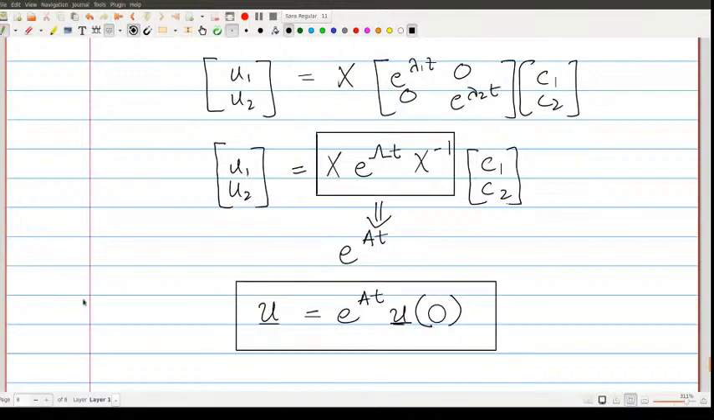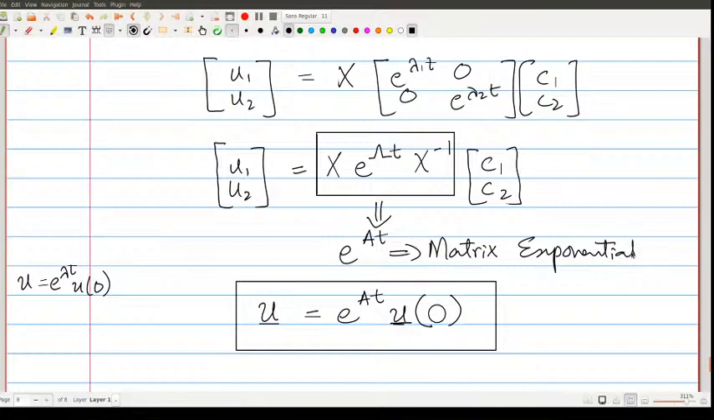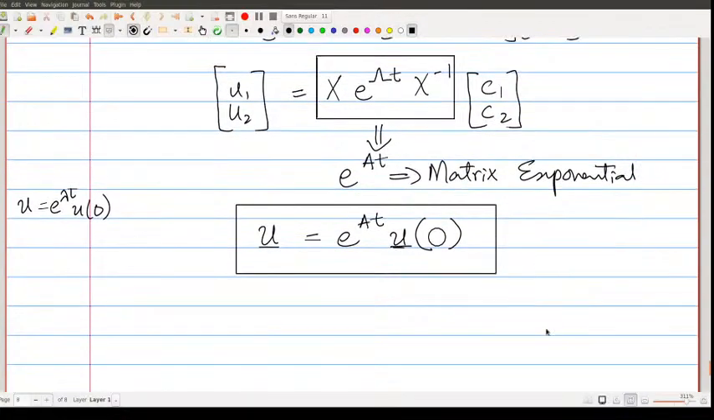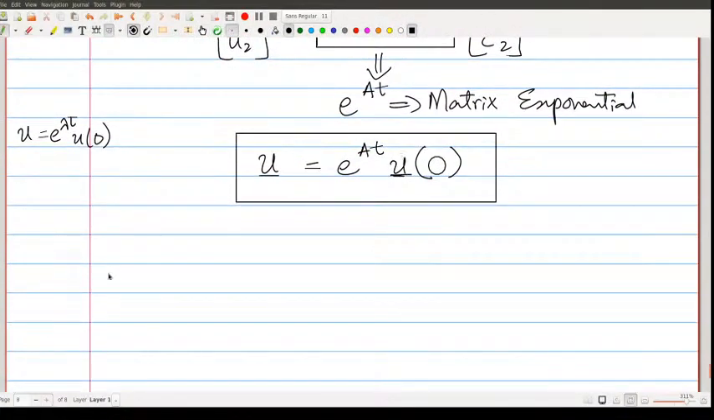So remember, what was the solution to just one differential equation? It was u equals e to the lambda t u0, and I've written my solution to the system in terms of this matrix exponential, right? This is the matrix exponential, and that's a really cool idea if your matrix is diagonalizable.